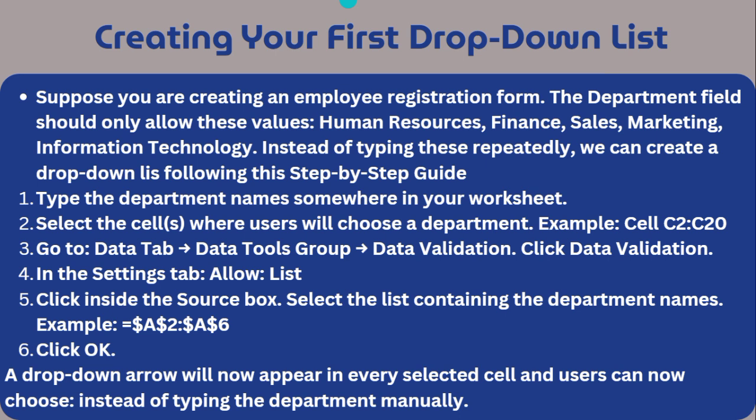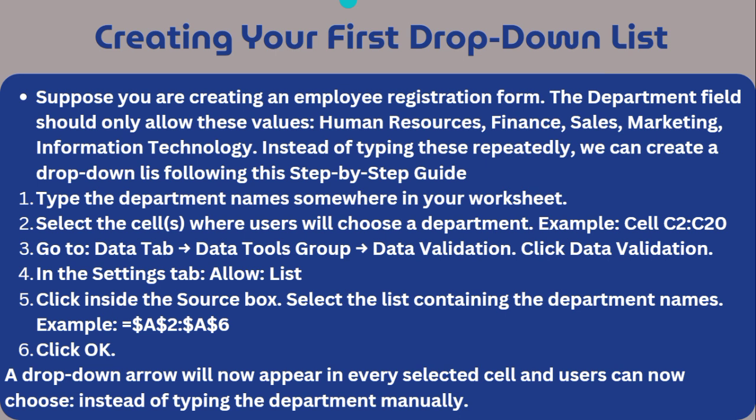So suppose we are planning on creating an employee registration form, and the department field should only allow the values human resources, finance, sales, marketing and information technology. So that's the only field that is expected to be in the form. If I just leave departments blank, some persons might enter statistics as their department, but people with statistics are not meant to fill the information. So what we need to do is create a drop down.